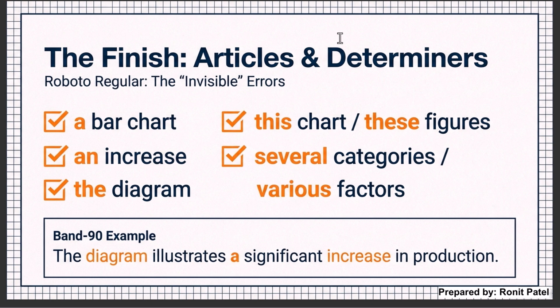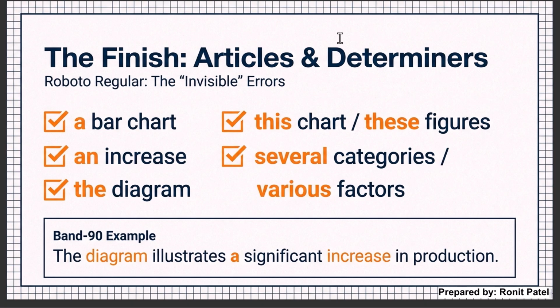Next, articles and determiners. These are invisible errors. These tiny words heavily affect grammar score even though students ignore them. A few examples are provided on the screen. I have highlighted articles and determiners with the help of orange color. Just go through these examples one time. Articles don't impress examiners when correct, but they punish you heavily when wrong.